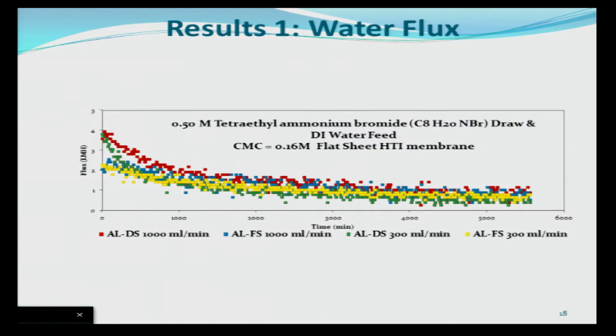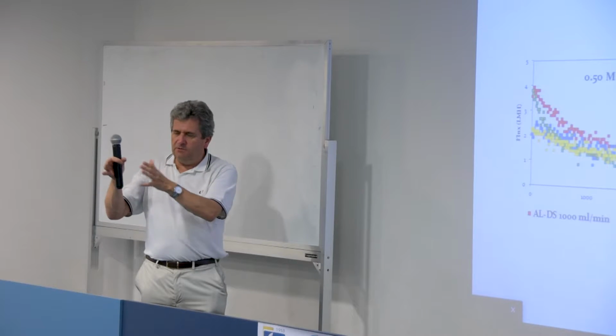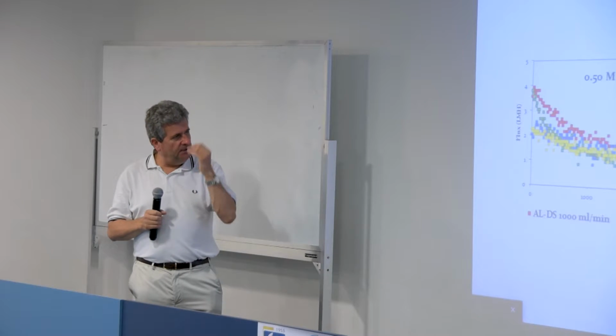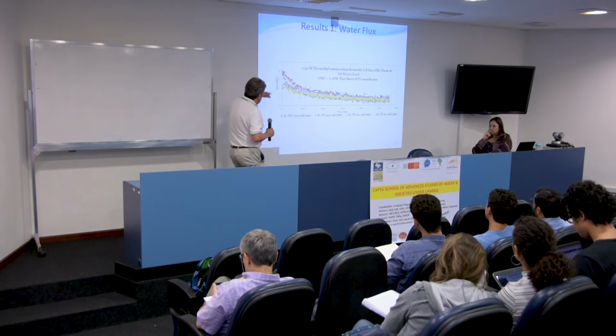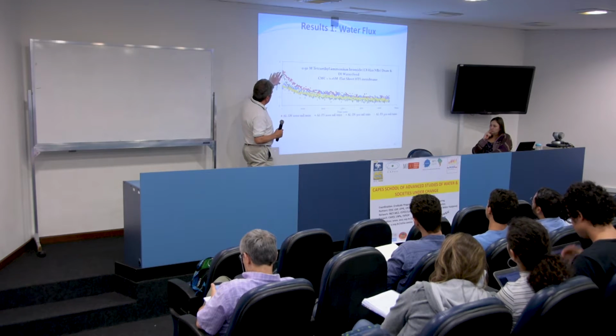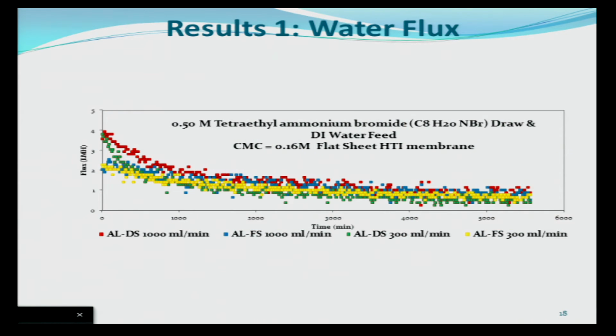There's a couple of things going on there. As the draw solution gets more and more diluted, the osmotic pressure has decreased. But also we have some fouling on the membrane, and the fouling is causing that flux to decrease as well. So in both cases, I might have to stop that process and clean the membrane so that the flux is going to recover.